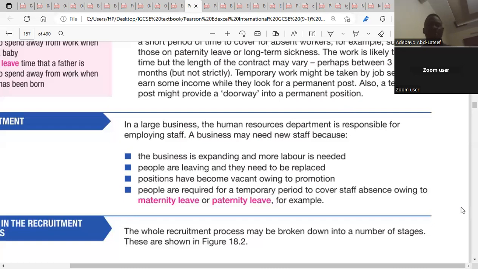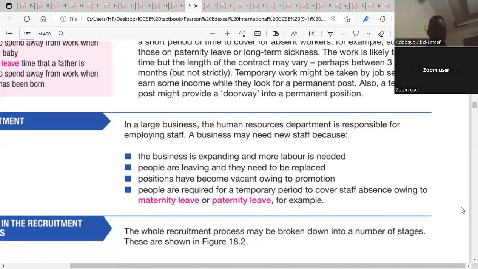So what are the reasons businesses might need new staff? Number one, the business is expanding and needs more labor. If the business is expanding, what is expansion? It means the business is growing. It means that the business is having more offices, more outlets. So this is expansion. If your business is having more outlets, more offices, you need more workers, yes or no?